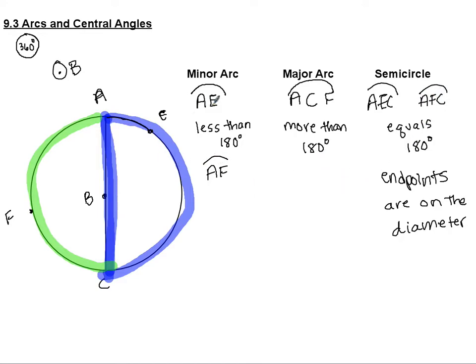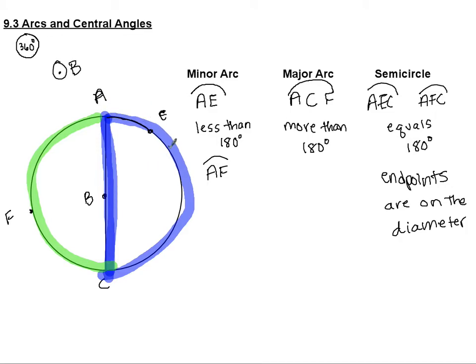Again, to review, AE is a minor arc. So was AF. There are other minor arcs in this picture. You should take a look to see if you can figure out any others. Other minor arcs are F to C, even E to C. They all just have to be less than 180. If it's less than a semicircle, then it is a minor arc.